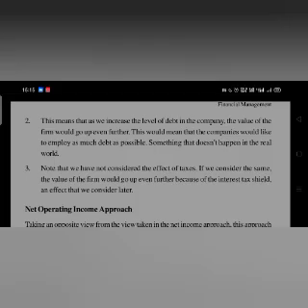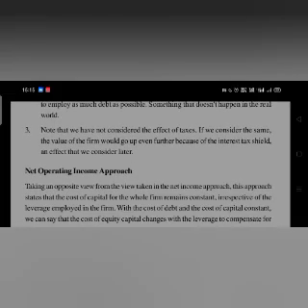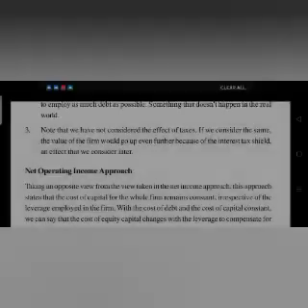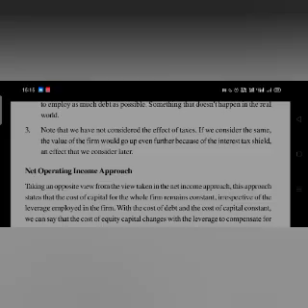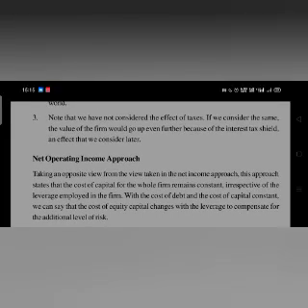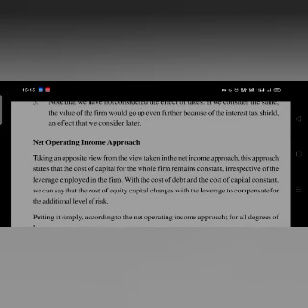Third point is that note that we have not considered the effect of taxes. If we consider the same, the value of the firm would go up even further because of the interest tax shield, an effect that we consider later.